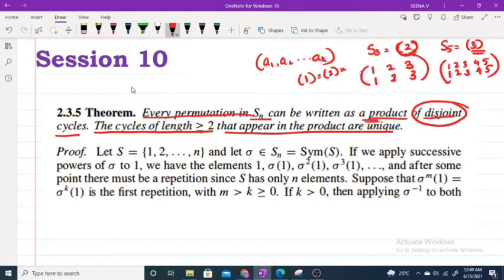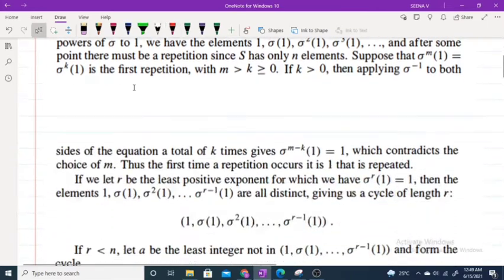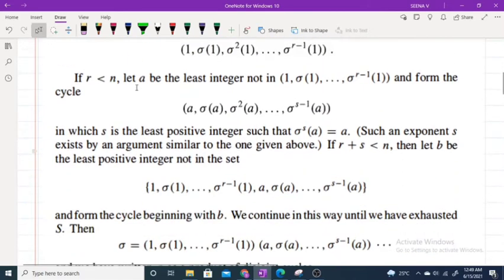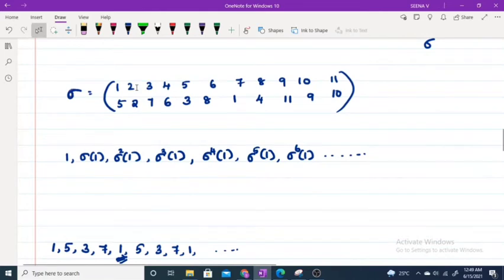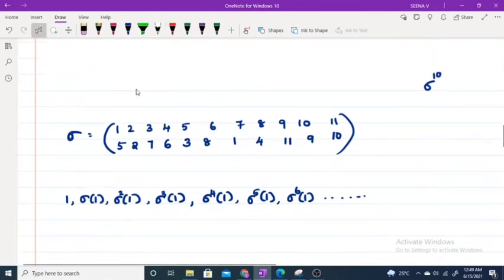So in this theorem, what we have to prove is every permutation you can write as a product of disjoint cycles. Before going to the proof, let's see one example. I think it's better to prove the theorem using one example. So I am considering S11. This is sigma in S11. So we have to write this sigma as a product of disjoint cycles.